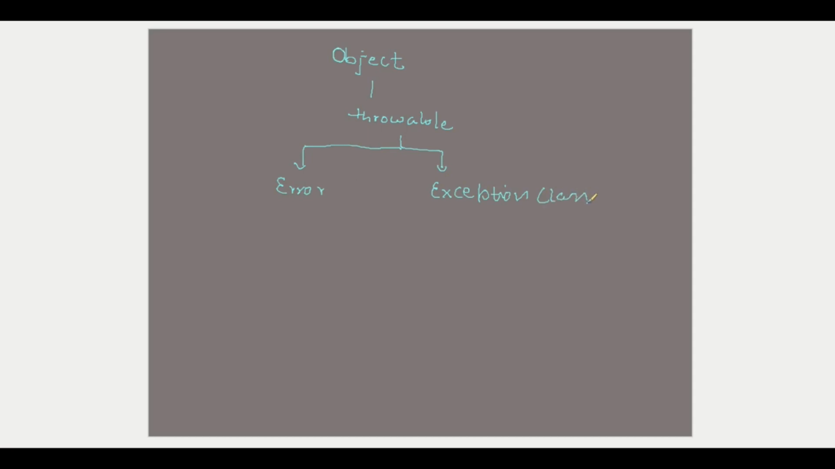The Exception class has a lot of subclasses, like SQLException. Another is RuntimeException, and RuntimeException covers array out of bound, null pointer exception, and a lot of other exceptions that can occur there. So this is the hierarchy which we generally use a lot. Now let's discuss what an exception is.